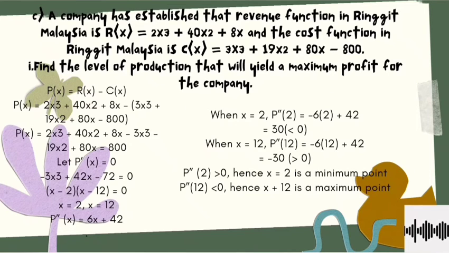So when the level of production is equal to 2, the number obtained is 30, which is greater than 0. It is the minimum level. When the number of production is equal to 12, the second derivative of the profit function is negative 30, which is less than 0. It is the maximum point. The level of production that will yield a maximum profit for the company is 12.